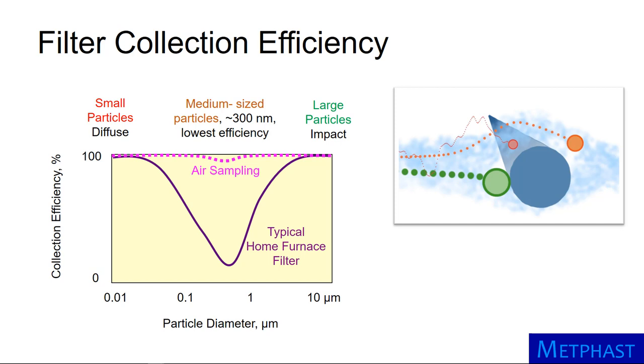High collection efficiency is achieved for very small particles, say 10 nanometers, due to diffusion, and for large particles, larger than 5 micrometers, due to impaction. However, the lowest collection efficiencies occur for particles in the middle size range, about 300 nanometers, because diffusion and impaction have the least effect on these size particles. Air sampling filters are designed to have high collection efficiency for all size particles. Thus, particles are collected if they reach the filter.